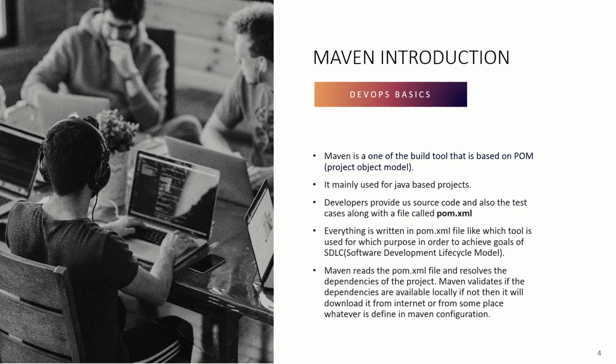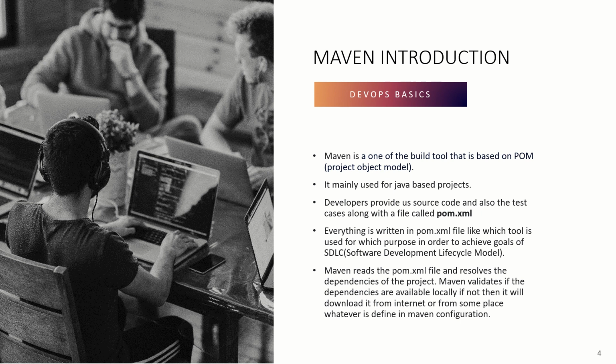As a DevOps engineer, we don't need to worry about code because code will be provided from the developer side. We are here responsible to automate the process. They'll just provide us the raw code. In that code, we'll have source code along with test cases and this pom.xml file. This pom.xml file is the file that we're going to use in order to create our pipeline in Jenkins, and everything is written in this pom.xml file, like which tool we need to use for different stages.